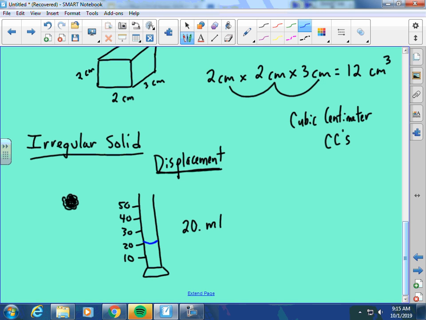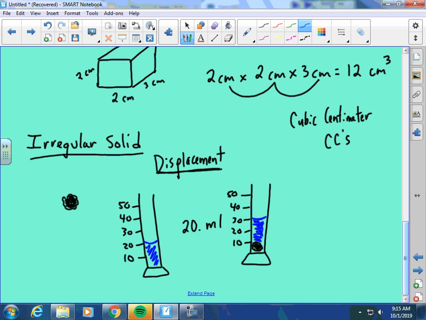If you're not getting it yet, you'll get it the more you practice. But now what I'm going to do is take that clump of whatever it is and put it in that graduated cylinder. And so now if I put it in the graduated cylinder, the water is going to go up. So let's say I put that clump of stuff in here, boom, like that. And now let's say the volume goes up to here.